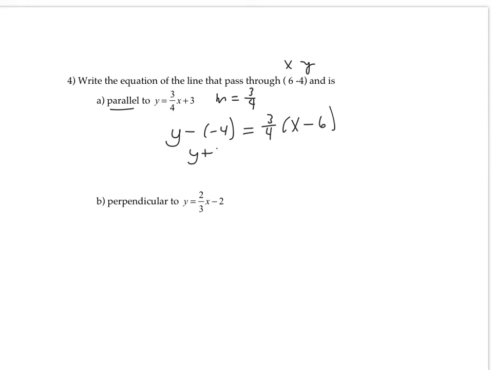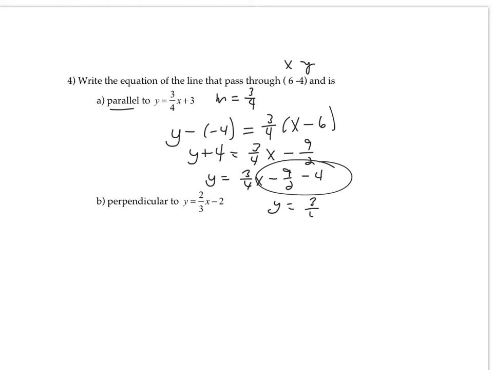So you have y + 4 is equal to 3/4 times x, and this will be equal to -9/2. I multiplied 3/4 by -6 and got -18/4, and then I reduced it to -9/2. Okay, we need to subtract 4 from both sides, so I have y = 3/4 x - 9/2 - 4. And we need to simplify that by getting a common denominator. So we have y = 3/4 x - 9/2 - 8/2. So final answer for part A would be y = 3/4 x - 17/2.